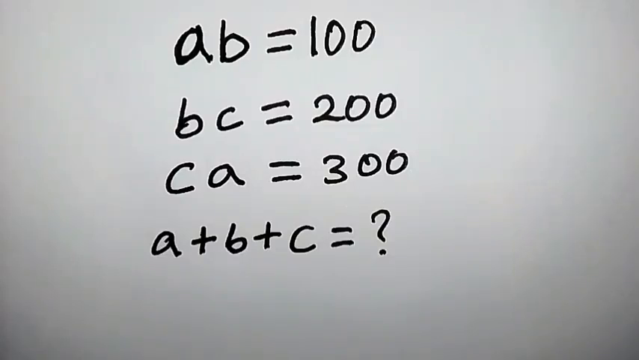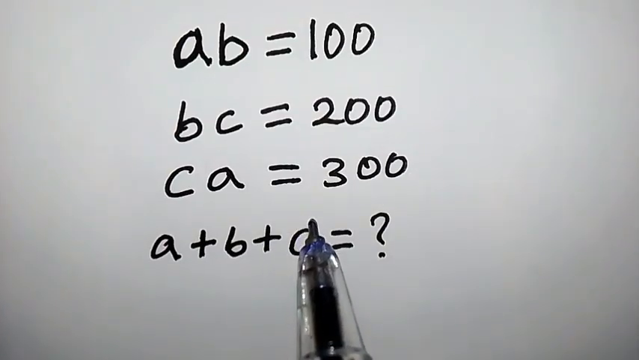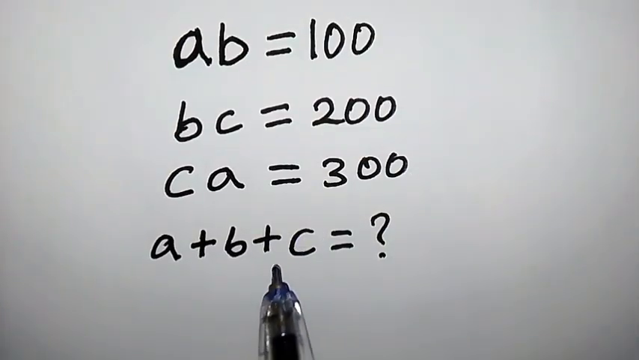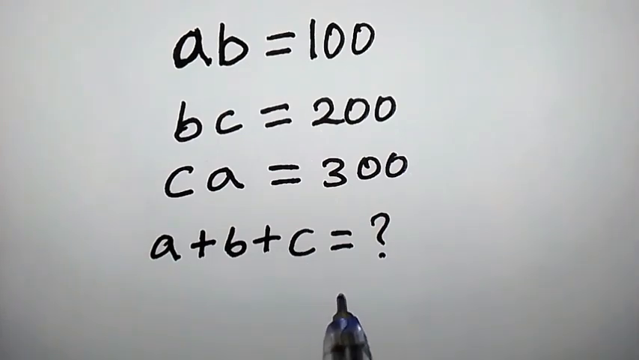Hello, here we have a very beautiful algebra problem. Our aim here is to find a plus b plus c. So how do we solve for a, b and c? Without further delay, let's begin.